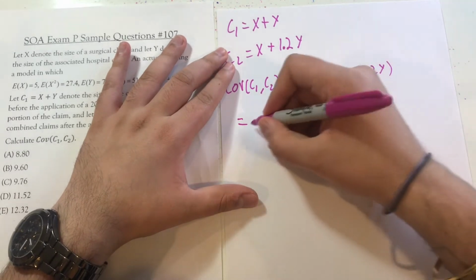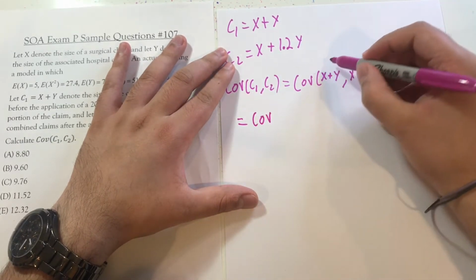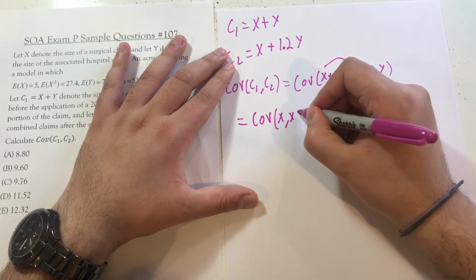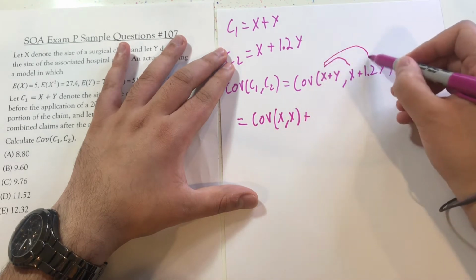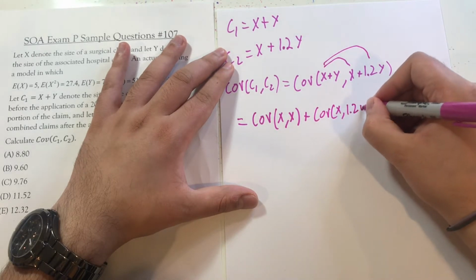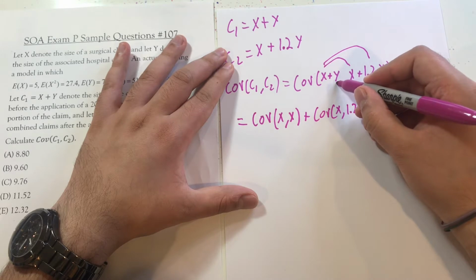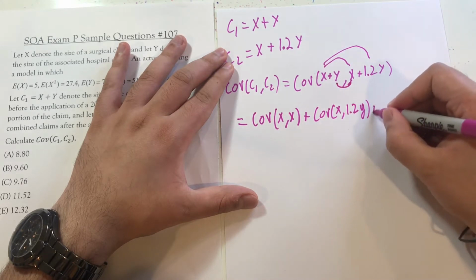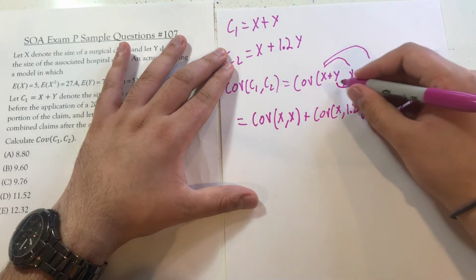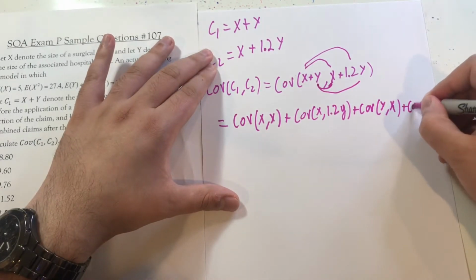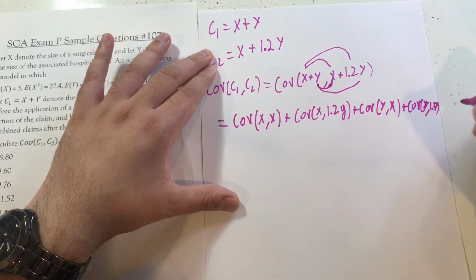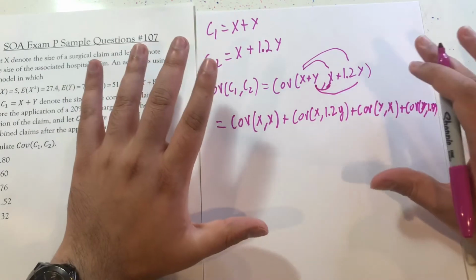So this is going to be equal to the covariance of X times X, right? Except we're not multiplying, it's X comma X, plus covariance of X comma 1.2Y, plus covariance of Y comma X, plus covariance of Y comma 1.2Y.